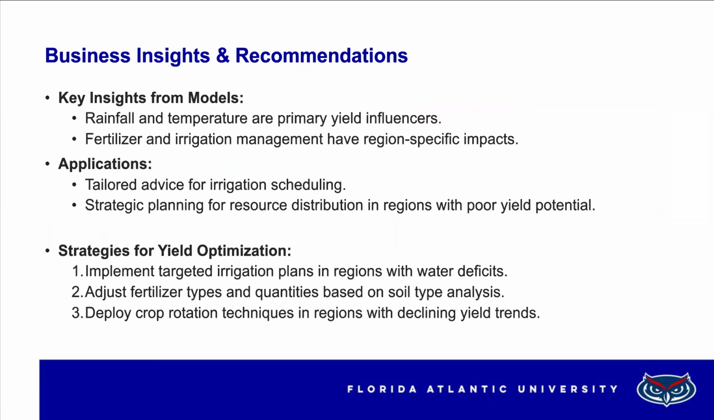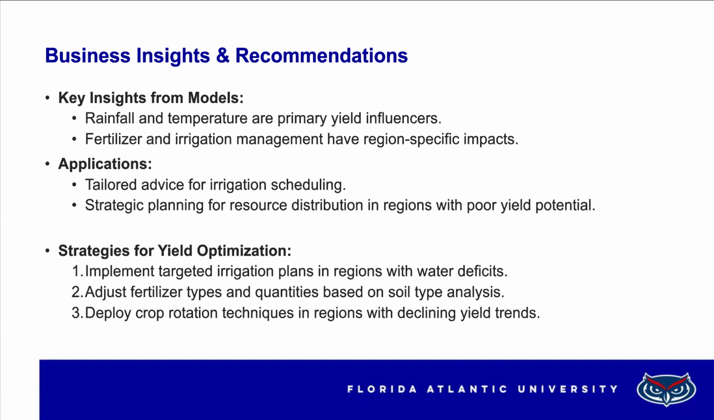Some of the key insights that we can get from this particular data science pipeline is that rainfall and temperature are the primary yield influencers, while fertilizer and irrigation management have a region-specific impact. Now, we can apply this pipeline to tailored advising for irrigation scheduling and strategic planning for resource distribution in the regions with poor yield potential.